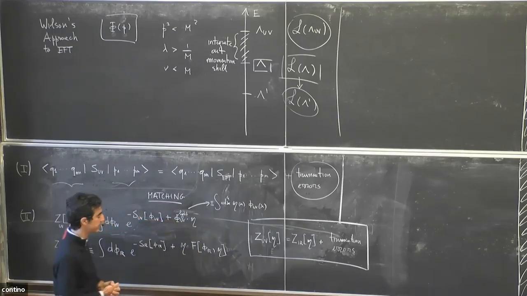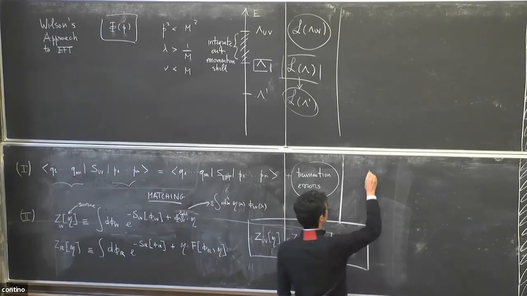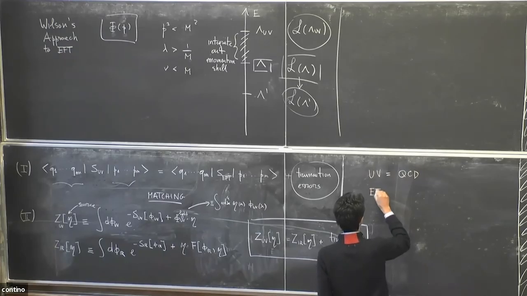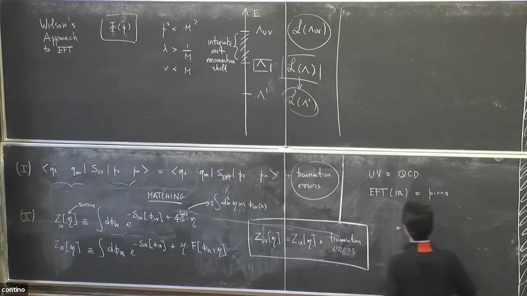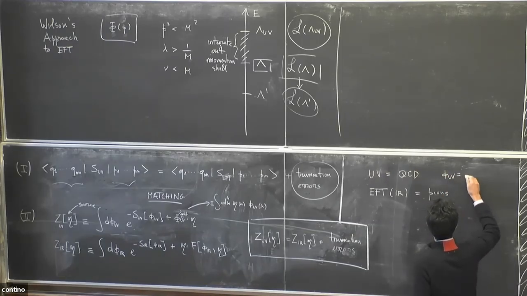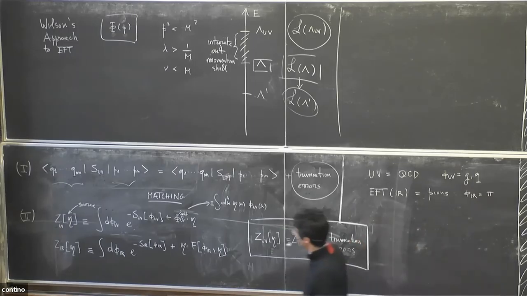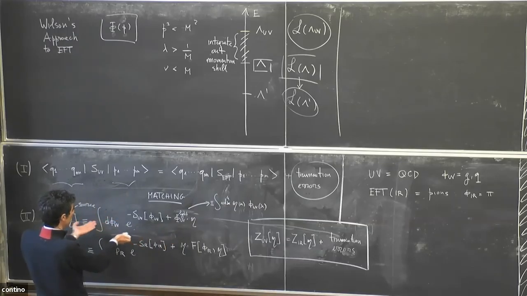A less simple situation is the one in which the degrees of freedom of the UV theory and the degrees of freedom of the infrared theory, the effective field theory, are different. For example, the UV theory could be QCD, and the effective field theory in the infrared is a theory of pions. So it's a chiral Lagrangian. So you see that in this case phi UV are quarks and gluons, while here phi infrared are pions.